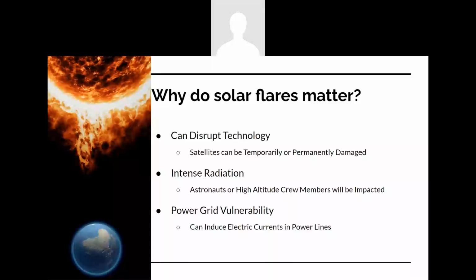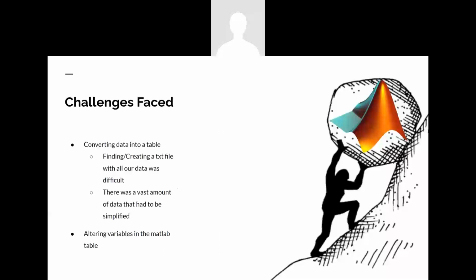All right, so when it comes to the challenges we faced, honestly, we didn't face that many challenges necessarily. There were just a lot of inconveniences and things that took a lot of work to do. Like when we were converting the data into a table, first off, we could find information showing graphs of all the solar flare data over the past 48 hours, but there was an issue: we have the data, but how are we going to convert this over to a text file with all the information labeled?